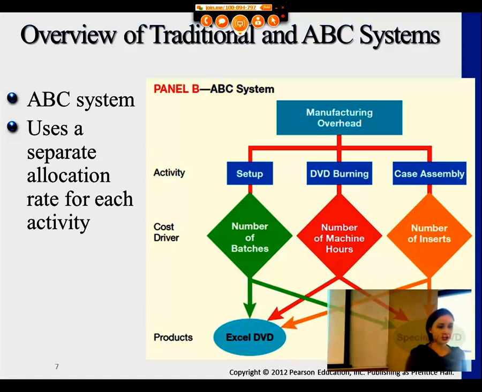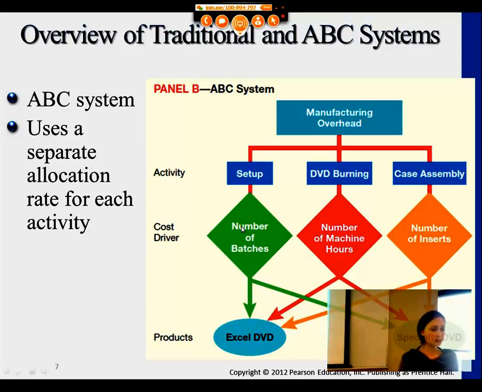All right, so what do we have here? We have a manufacturing overhead, right? Right here. And then we have some activities. So we have a setup, we have DVD burning, and then we have case assembly, right? Because I have different activities, I'm going to have different cost drivers. What is the cost driver? It's an activity that drives my costs, right? So let's look through setup.